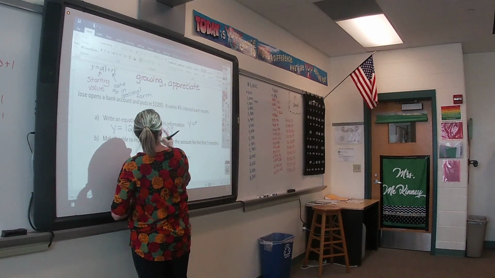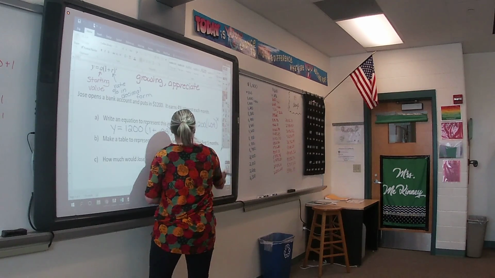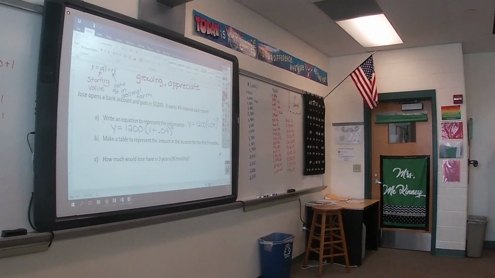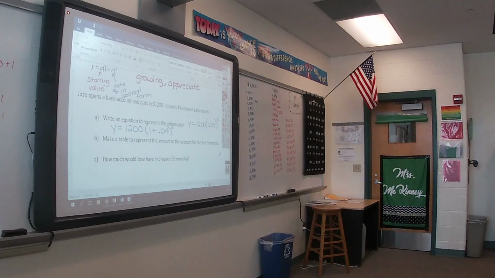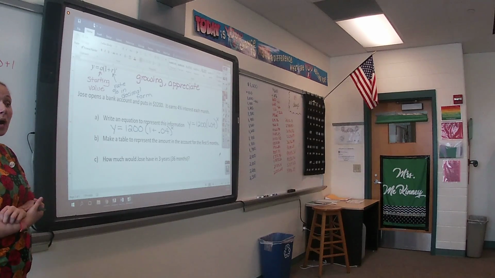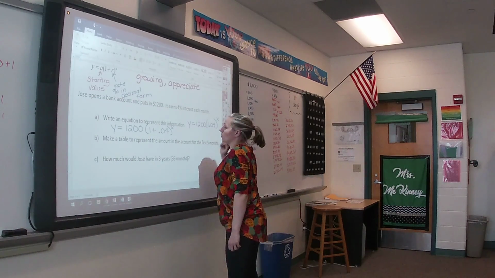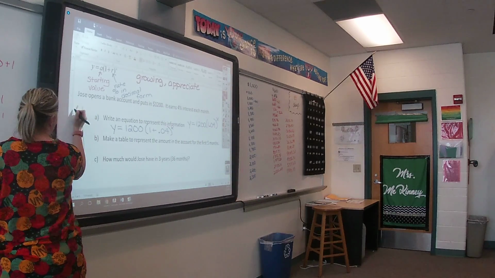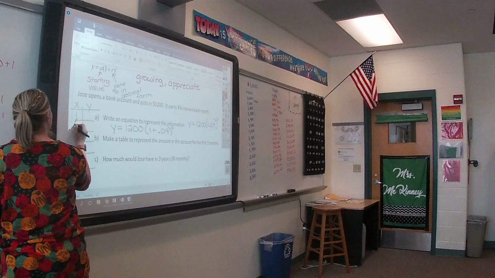Realistically speaking, we would add these two values together. And we would be here. Okay, so that's our equation. We are now going to make a table that will represent the amount in the account for the first 5 months. Okay, so we're going to make a table. We all know what a table is. We've been doing tons of tables. And we want to do our 5 months out.